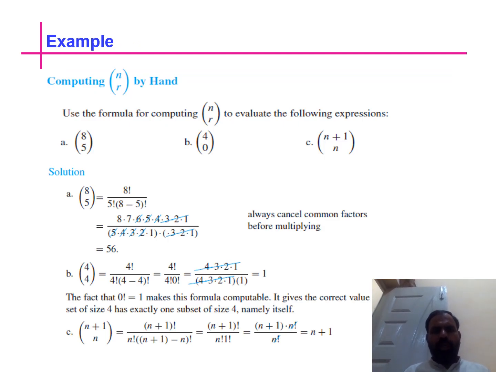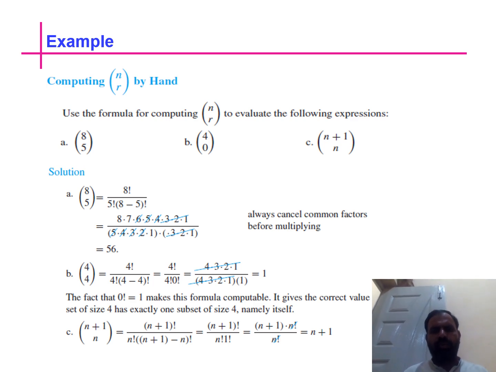Here we compute nCr by hand, using the formula to evaluate nCr for the following expressions. 8C5 may be written as 8 factorial over 5 factorial into 8 minus 5 factorial. So we simplify these two terms. 8 factorial may be written as 8 factorial expanded up to 5 factorial, and then cancel out with this 5 factorial, and 8 minus 5 factorial is 3 factorial. So we can simplify this as we discussed in the previous slide.